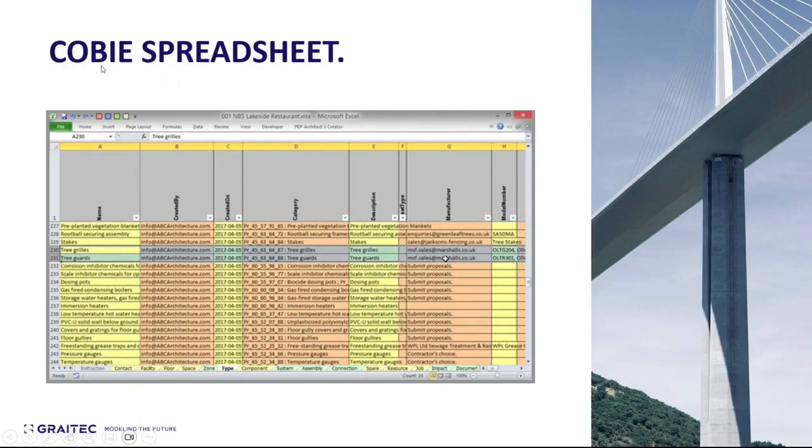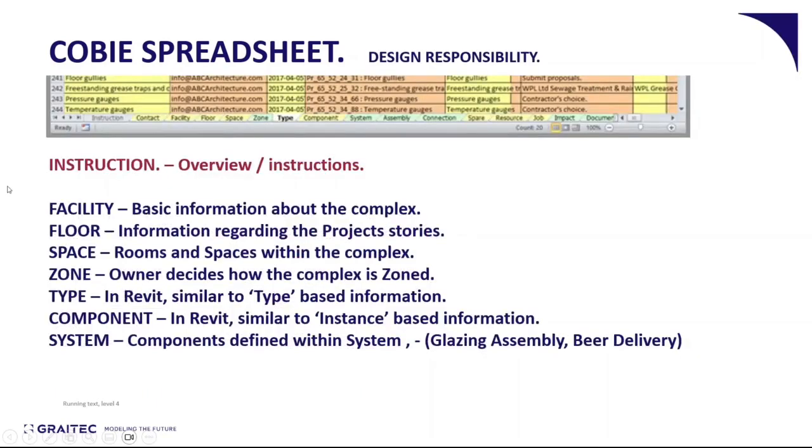So your deliverable is a COBie spreadsheet, and that spreadsheet will be formatted in a very specific way, depending upon where you are within the world. The COBie spreadsheet is the basis for you to fulfill your COBie requirements. The information that's presented within the spreadsheet will have different responsibilities. It will be the responsibility of different people to present information within this spreadsheet.